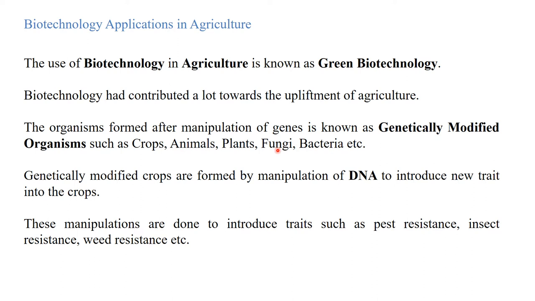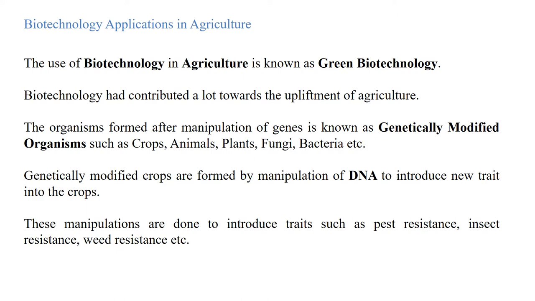Genetically modified crops are formed by manipulation of DNA. When we insert a foreign DNA in plants, that plant is called a genetically modified plant, or that crop is called a genetically modified crop. This is for the introduction of a new trait, our desired trait, for our desired production. These manipulations are done mainly to introduce traits like pest resistance, insect resistance, and weed resistance. It will be discussed in much more detail in the further slides.